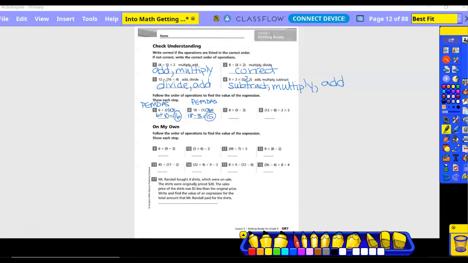Okay, I'm going to write PEMDAS again. What am I going to do first? Because it's in parentheses, I'm going to put a 6 over that. 8 times 6 equals what? 48.